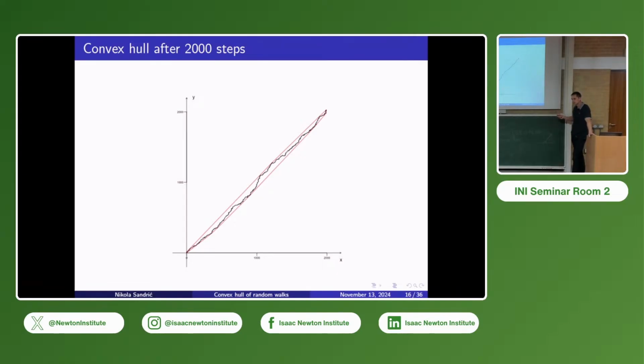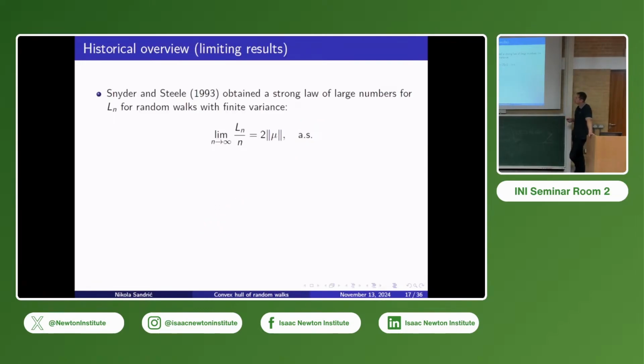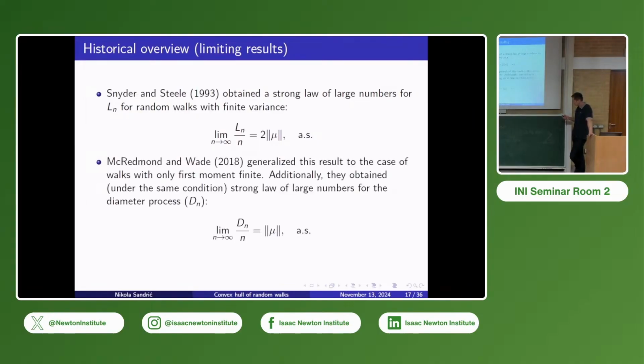And the area is a bit more tricky, so to guess the scaling and what we get in the limit, we'll see it later. And in these, this is true. So the strong law of large numbers in this form was proved by Snyder and Steele in '93, but under the assumption of finite second moment. This was later improved by McRedmond and Wade, 2018. They showed the same thing, but under the assumption of just finite first moment. And they also proved the strong law of large numbers for the diameter. Okay, so this is exactly the results we expected from the picture.